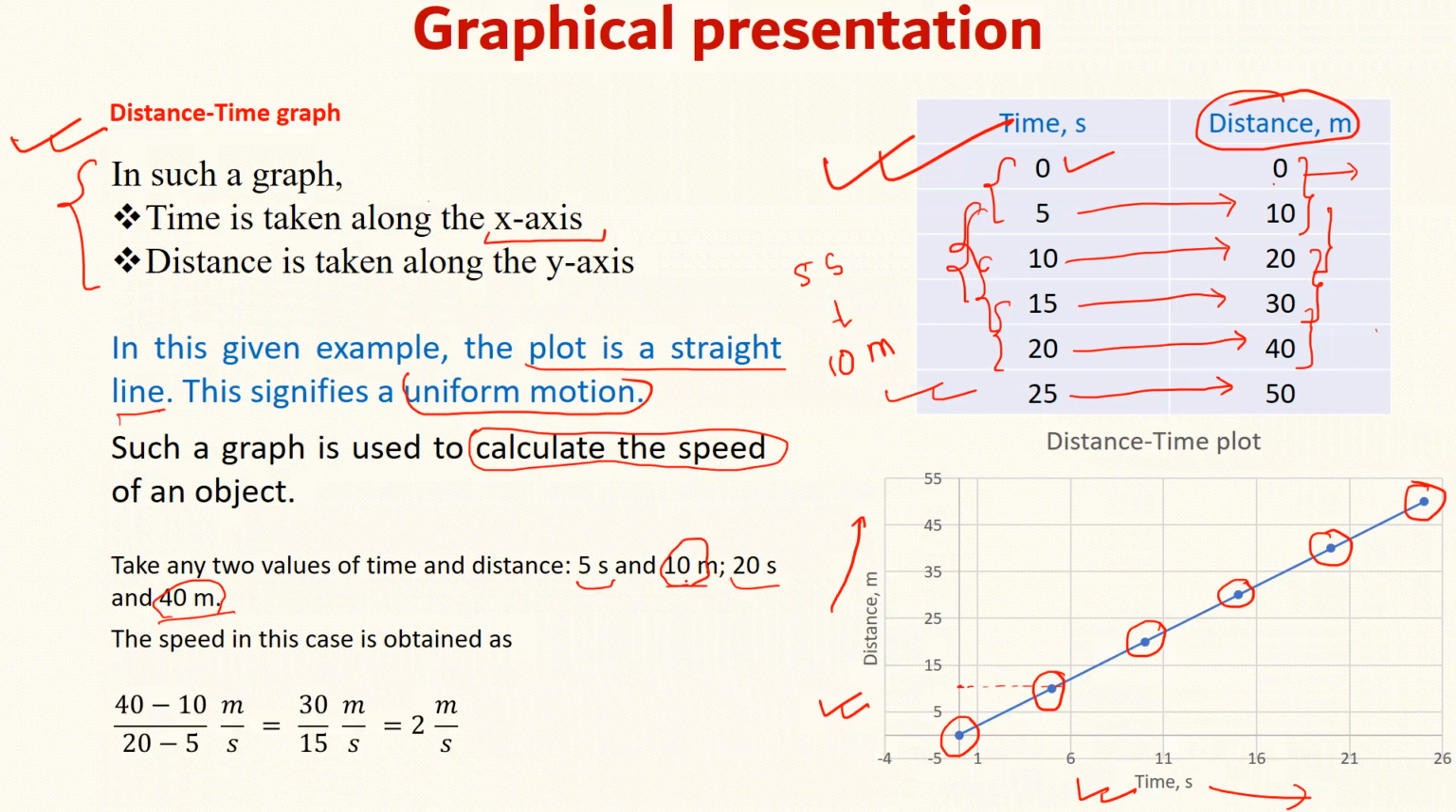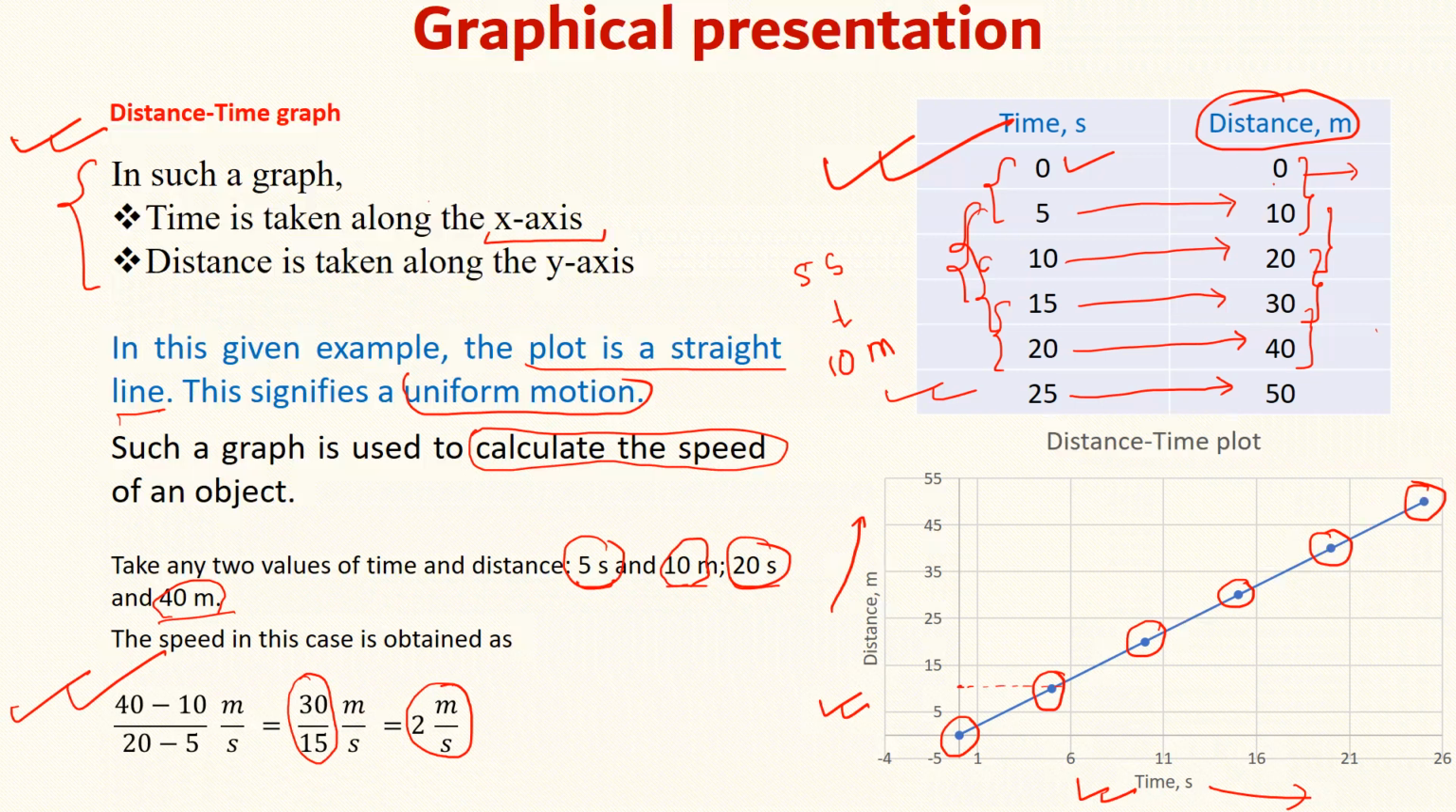And how much time has the object taken to move from 10 meters to 40 meters? It is 5 seconds and then 20 seconds. So 20 minus 5 is the time difference, and 40 minus 10 is the distance difference. 40 minus 10 is 30, 20 minus 5 is 15. So 30 by 15, the speed of the object that we can calculate from the given data is 2 meters per second. This is how you can calculate the value of speed from a distance time plot.